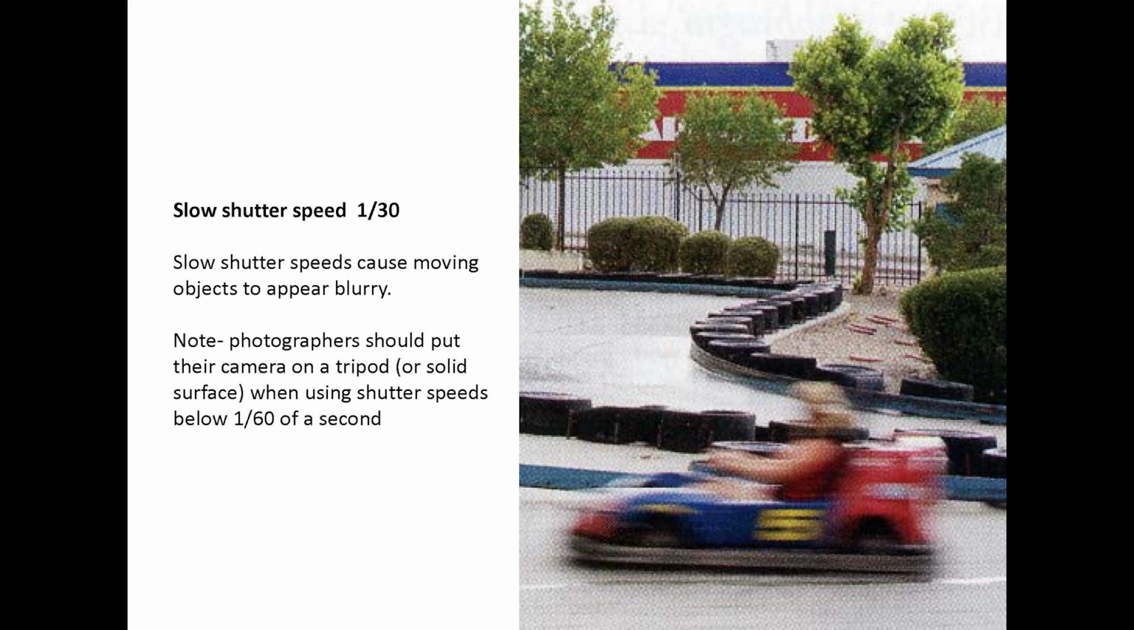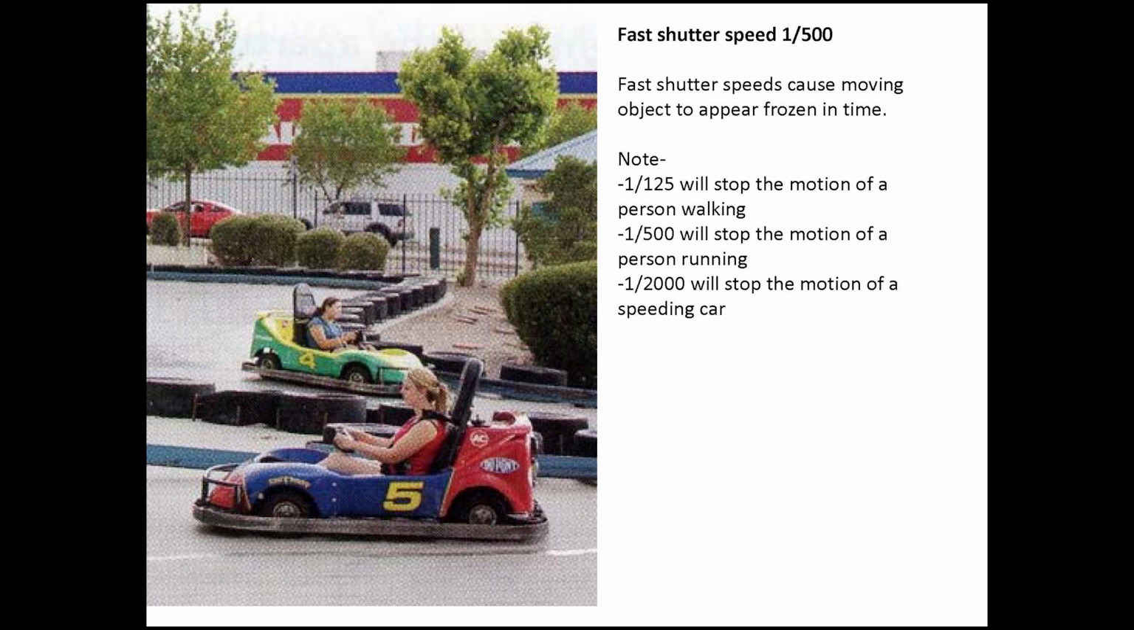Now, the way to think about this is to think about people walking. Somebody walking, you'll be able to make them look like they're stopped in motion at a 1/125th of a second. That's going to stop the motion of somebody walking. A 500 will stop somebody running, and a 2,000 will stop somebody in a speeding car.